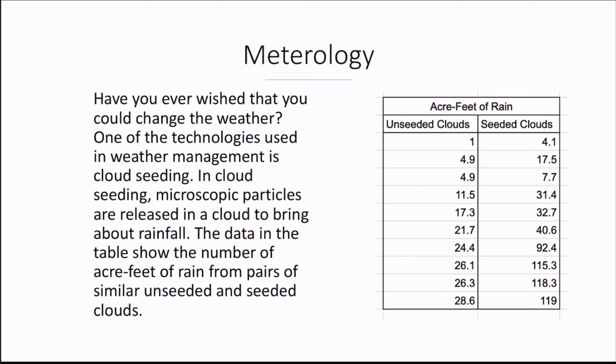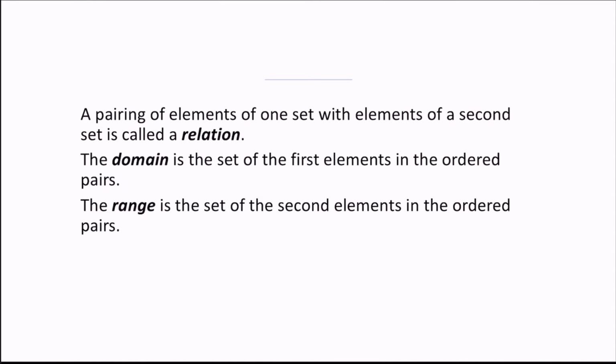So here we have the unseeded clouds, and here we have similar seeded clouds, and we have the amount of rain in acre-feet. A pair of elements of one set with elements of a second set is called a relation. The domain is the set of the first elements in the ordered pairs, and the range is the set of the second elements in the ordered pairs.